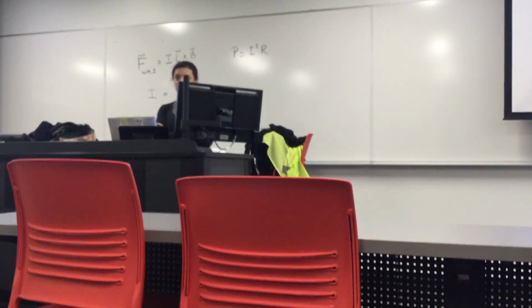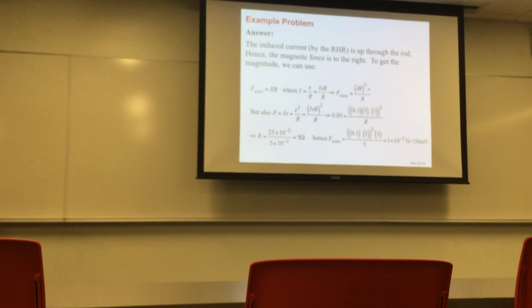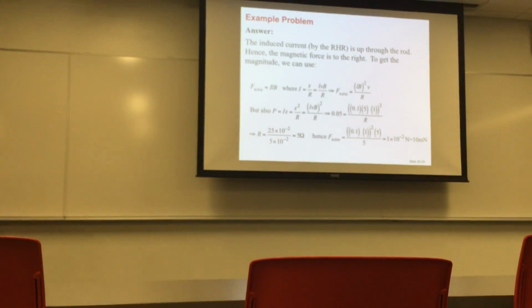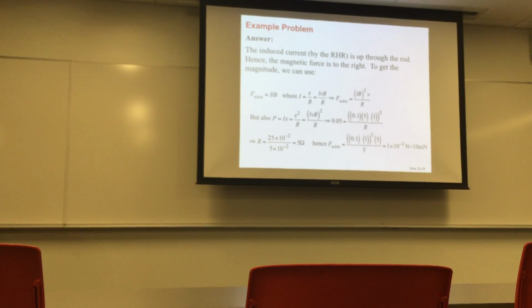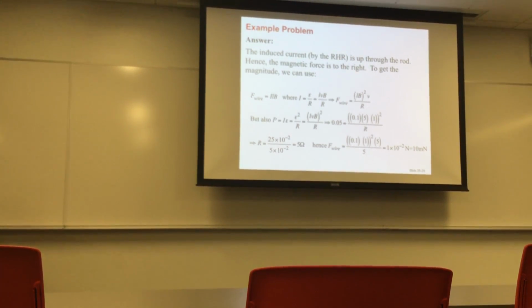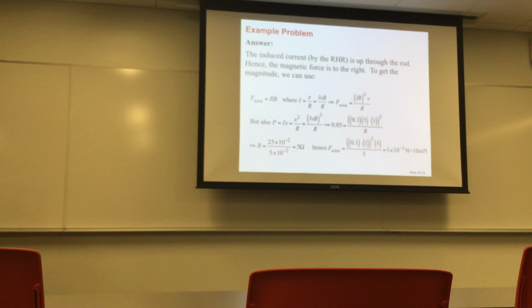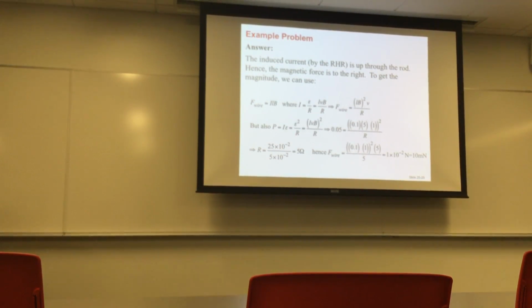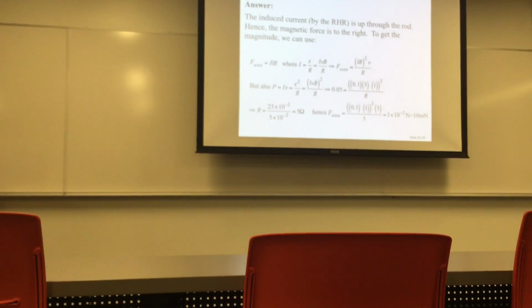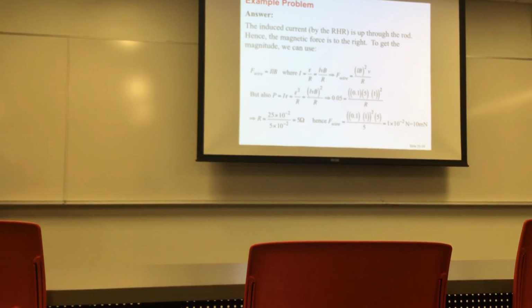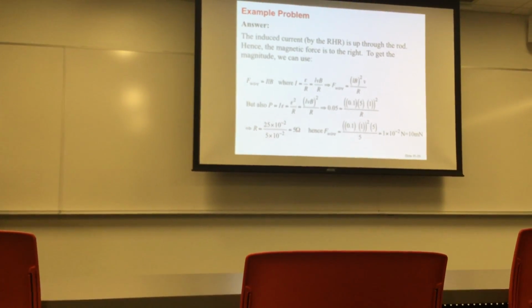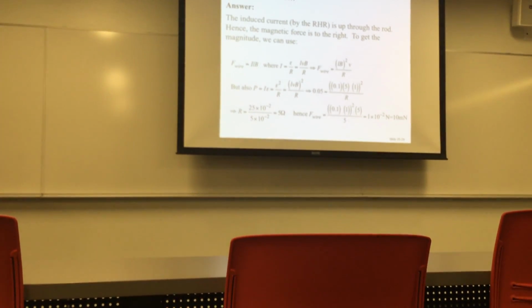Force on the wire: because the current and the magnetic field are perpendicular to each other, it's simply I, the current, L, the length of the rod, B. Now the current is the induced EMF over the resistance, and the induced EMF is simply vLB, and therefore the force on the wire's magnitude is given by this expression: L B squared v divided by R.